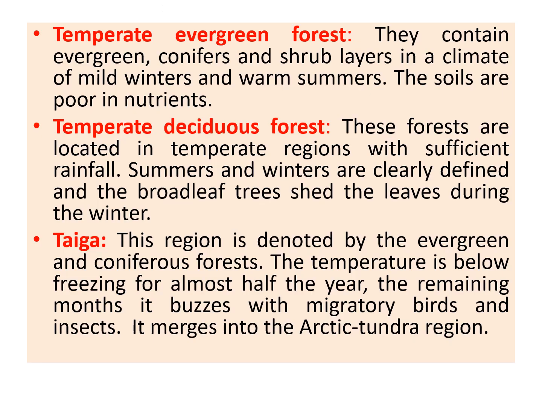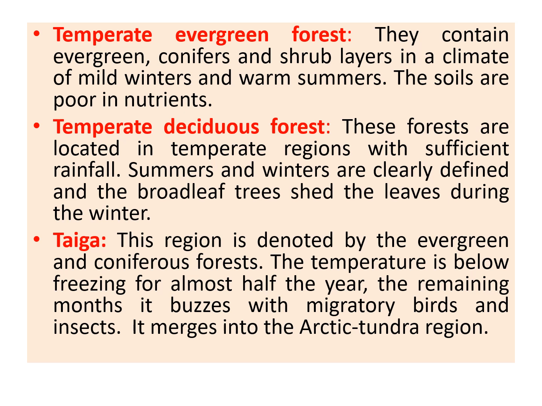The next type of forest is your temperate evergreen forests. These forests, as the name suggests, contain evergreen trees as well as conifers and also shrubs. And the climate consists of mild winters and warm summers, and the soils are usually poor in nutrients. Next is your temperate deciduous forests. These forests are located in temperate regions and there is a sufficient amount of rainfall received. Summers and winters are clearly defined, and the forest consists mainly of broadleaf trees. And as you all know, the broadleaf trees shed their leaves in the winter season.